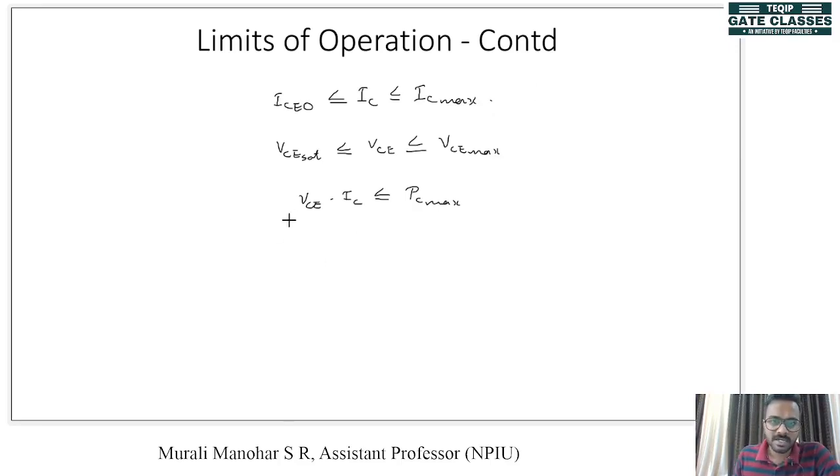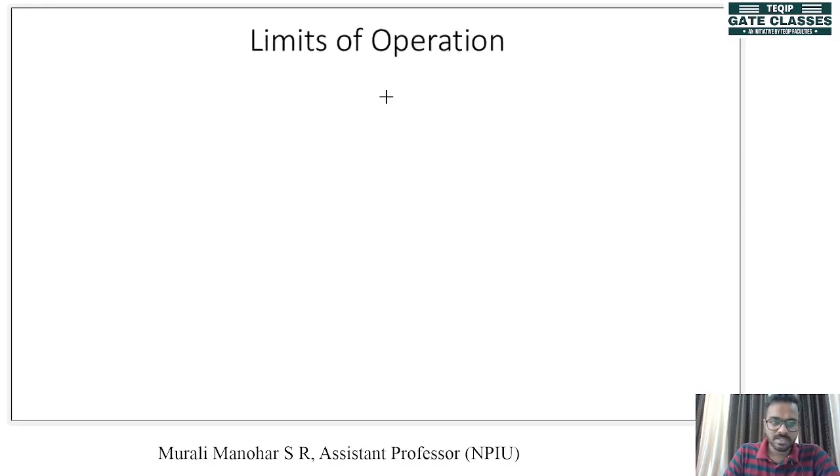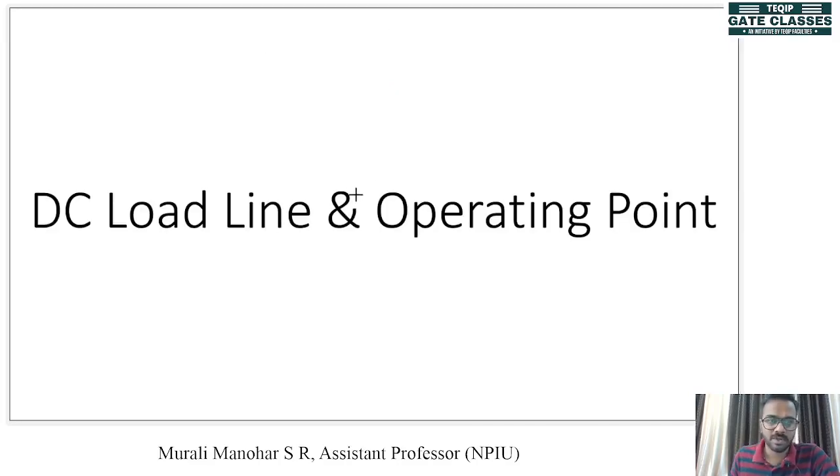So in a transistor data sheet, all these parameters will be given. That is, IC max will be given, VCE max will be given, VCE SAT will be given, PC max will also be given. ICEO is not usually given. Mostly ICO is given. We can find out ICEO from ICO. Okay. Now we will see the next topic, that is DC load line and operating point.